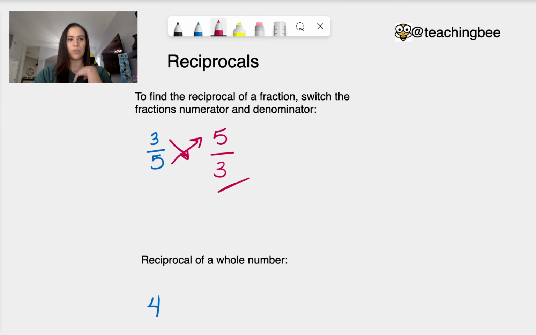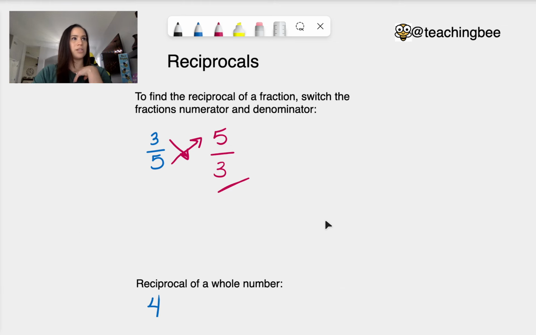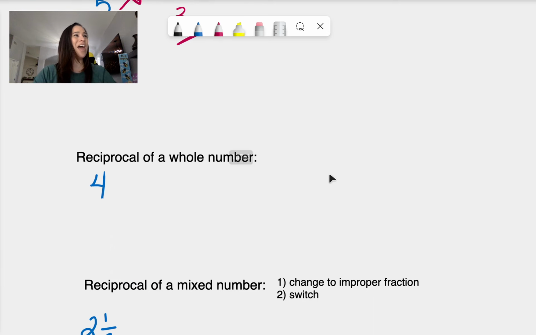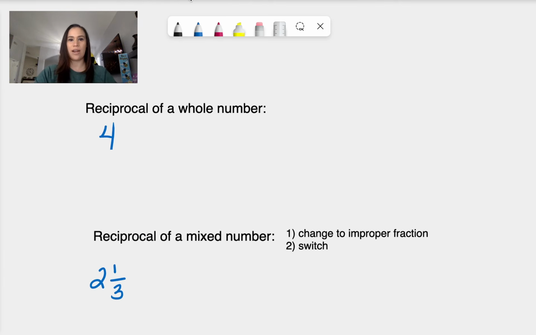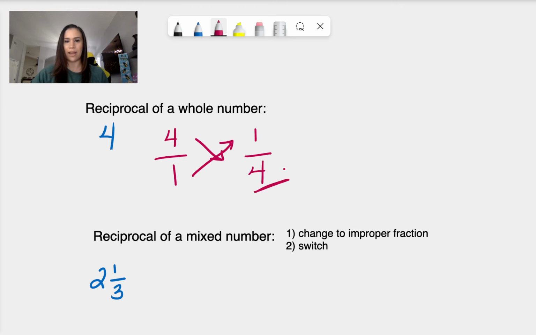So what if we need to do a reciprocal of a whole number? Let's just bring that whole thing up. So we have a whole number of 4 in this case. Again, if we think about it, a whole number is anything over 1. So we can rewrite this whole number as a fraction, as 4/1 is the same thing as 4. And then from here, we're just going to switch the numerator and the denominator, or we are going to do its reciprocal, which is 1/4. And that's going to be our answer there.